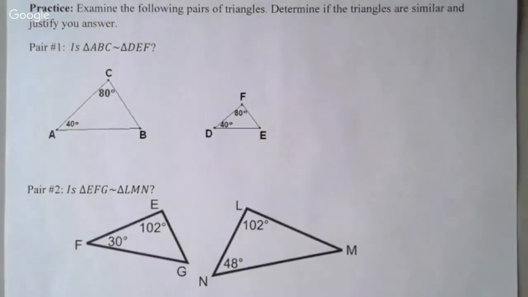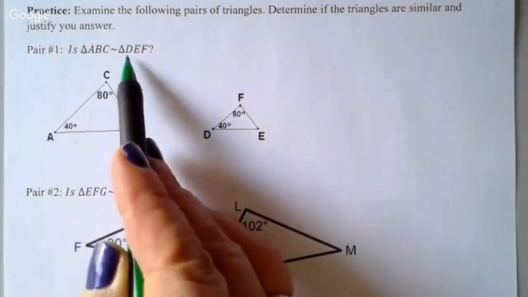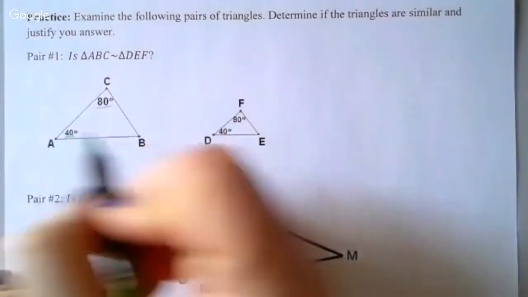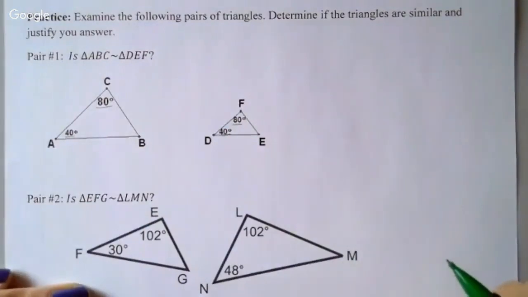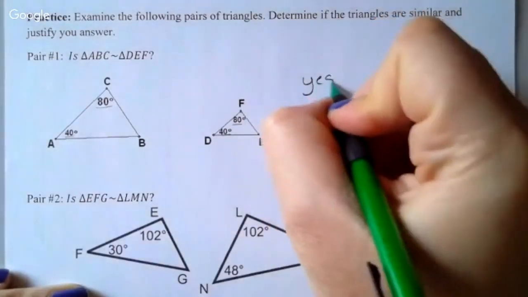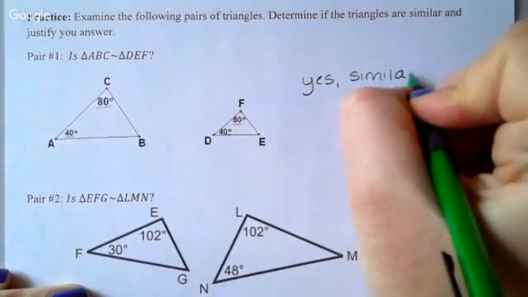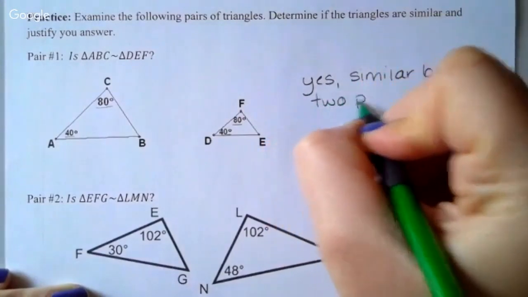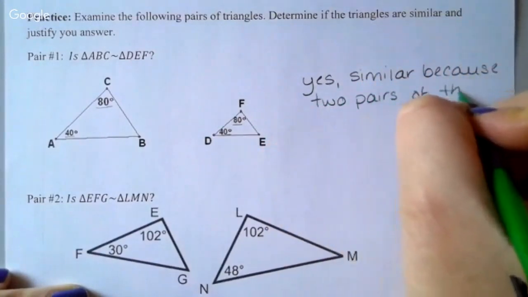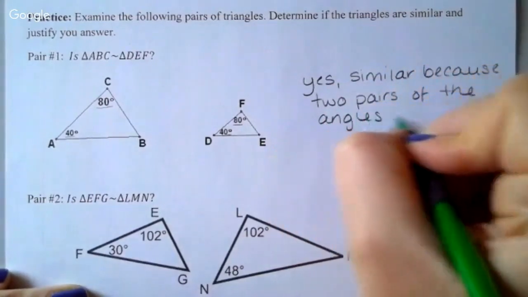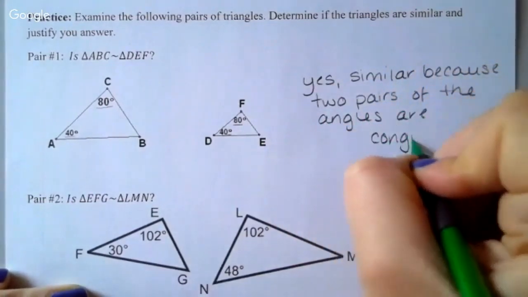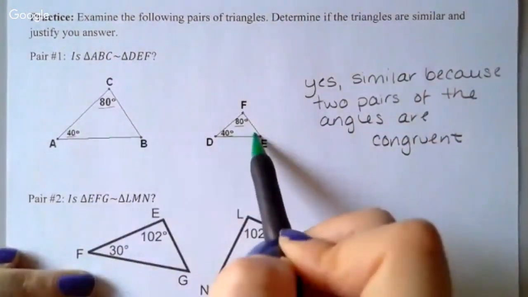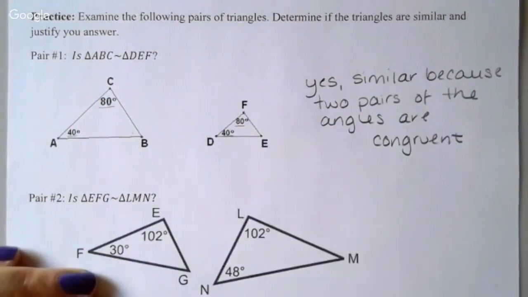Okay, in example 1, pair 1 is saying, is triangle ABC similar to triangle DEF? So I don't even have to go any further. I have the two angles that I need to use the angle criterion. So I can right away say yes, they are similar because two pairs of the angles are congruent. Okay, as long as I have two pairs, these by default have to end up being equal to each other because they add up to 180.